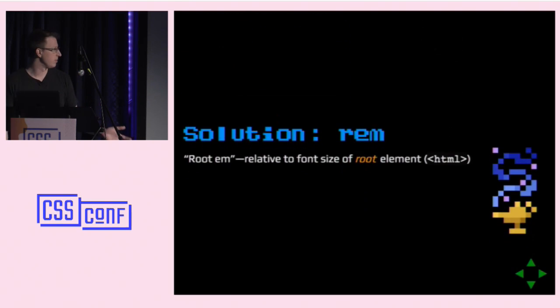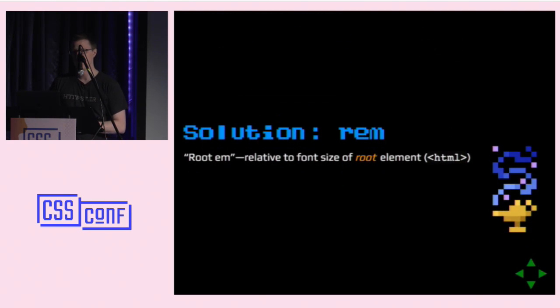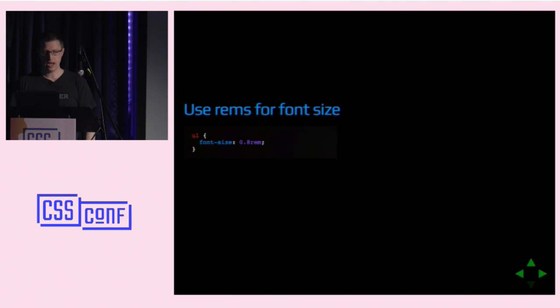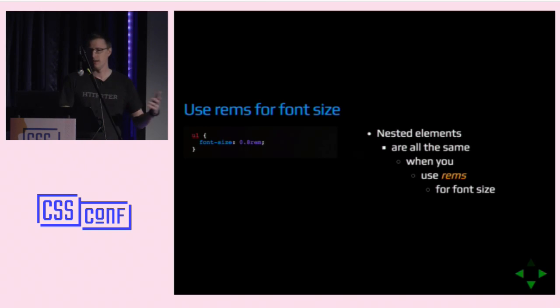Of course, the solution to both these problems is the REM unit. The REM is similar to an M, but it's short for root M. Instead of being relative to the inherited font size, it's relative to the font size of the root element of the document, the HTML element. Now, if we use a REM for our font size, a list with a 0.8 REM font size is always the same because it's based on the same value.